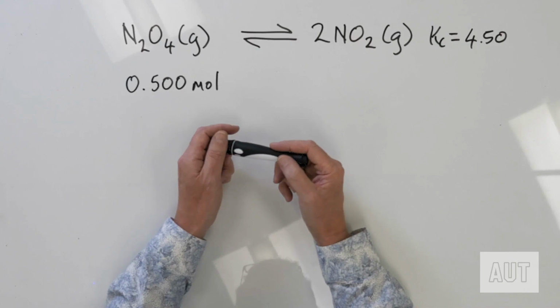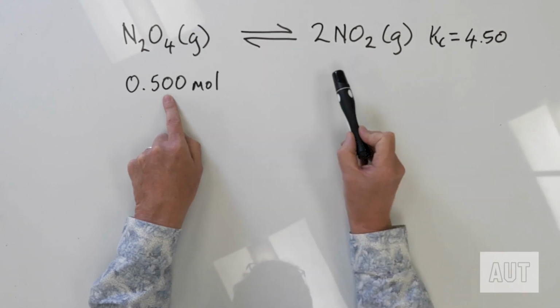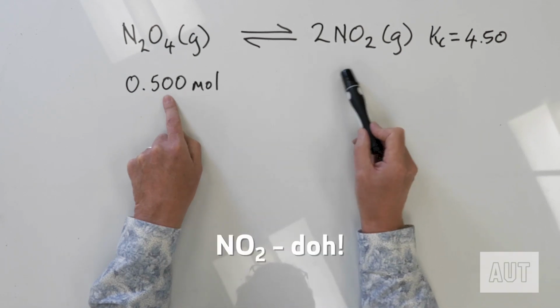Well, that seems like I've given you way too little information to be able to solve this problem. All that we know is the starting concentration of N₂O₄. That's it. We don't know the final concentration of N₂O₄. We don't know the final concentration of NO₂. We do know the starting concentration of NO₂. But again, it seems like it's going to be difficult. How do we go about doing this?